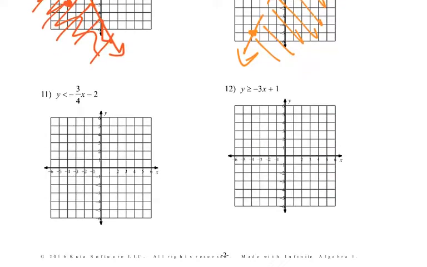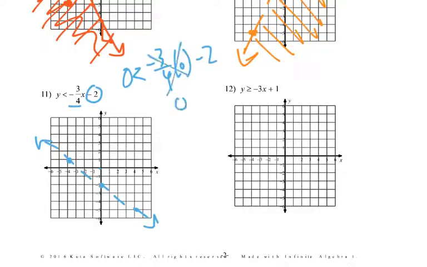Okay, now two more. Y-intercept of -2. Slope of -3 over 4, so I go down 3 to the right 4, or up 3 to the left 4. No line under it, so it's dotted. Pick my test point 0, 0, 0 for y, 0 for x. That becomes 0 minus 2, so -2. Is 0 less than -2? No, it is not. Shade the opposite side.